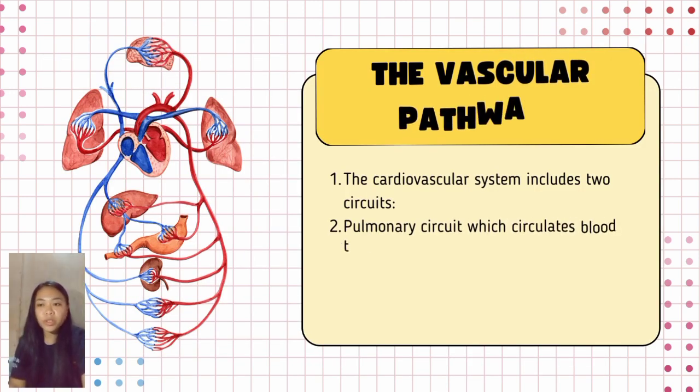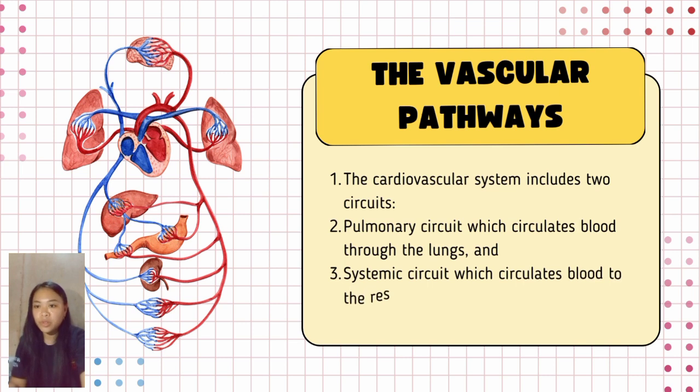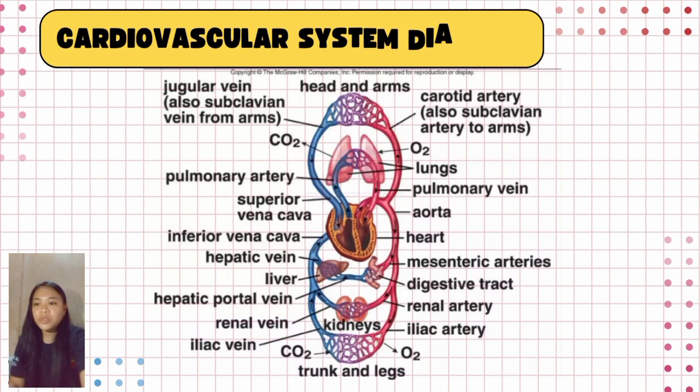Alright, before we end this discussion, let me share with you the vascular pathways. The cardiovascular system includes two circuits: the pulmonary circuit, which circulates blood through the lungs, and the systemic circuit, which circulates blood through the rest of the body. Lastly, both circuits are vital to homeostasis.